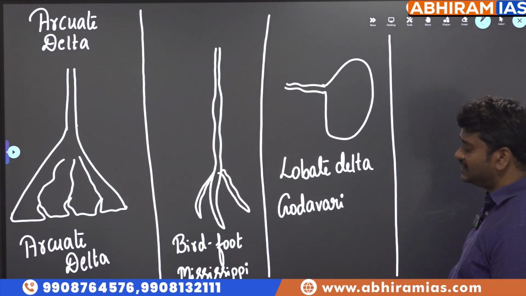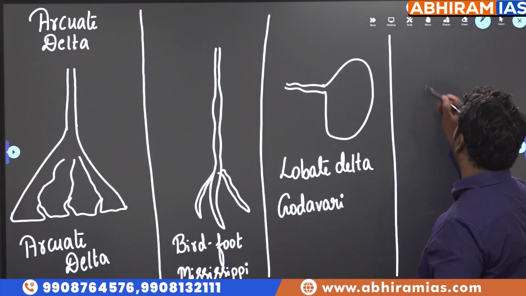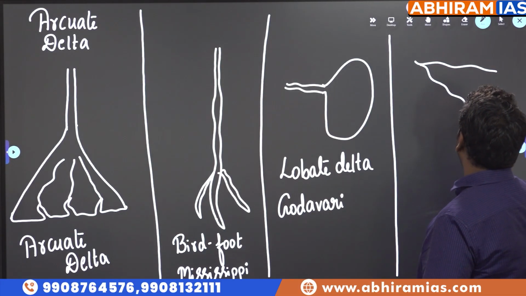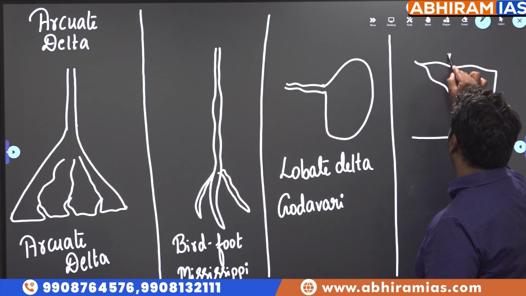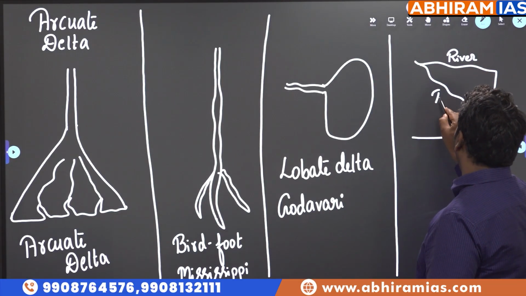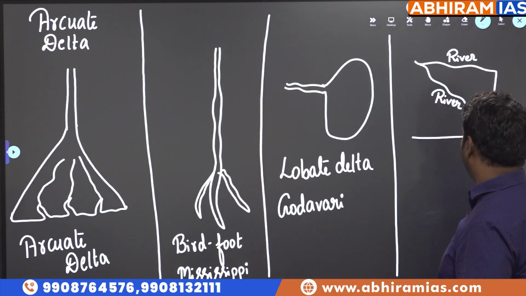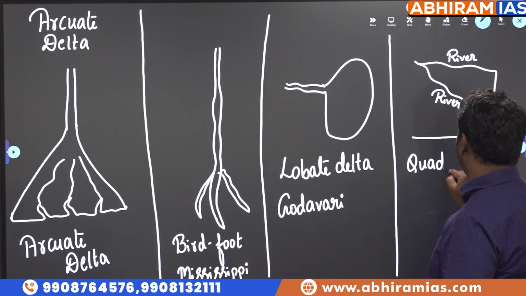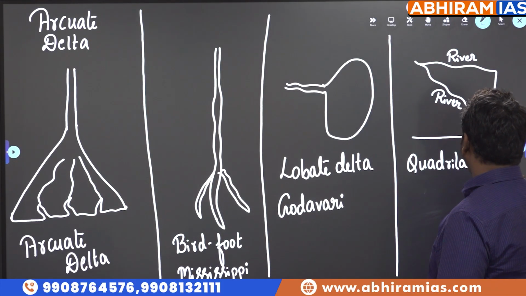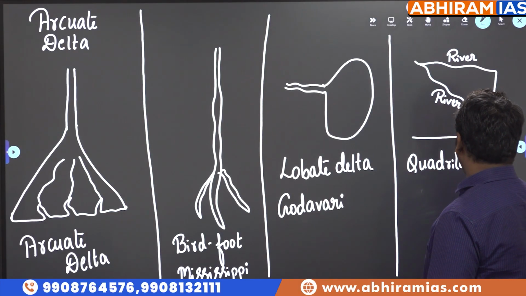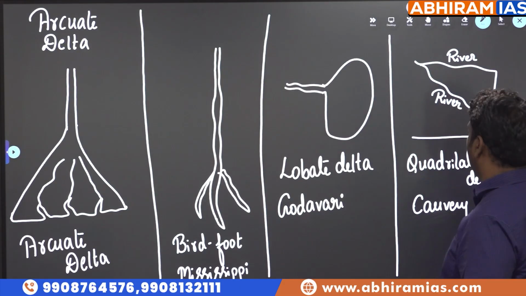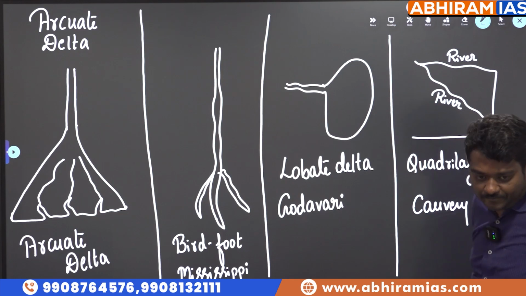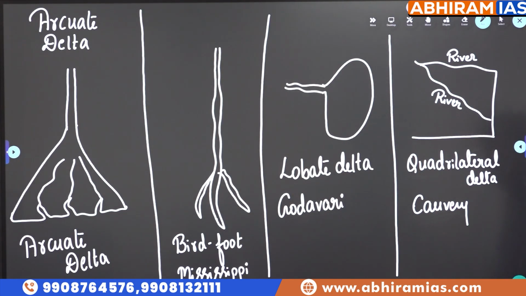Fine. Lobate delta. Hyphen. When the deposits extend the land in lobe shape, L-O-B-E, lobe shape, then it is lobate delta. Example: Godavari delta.